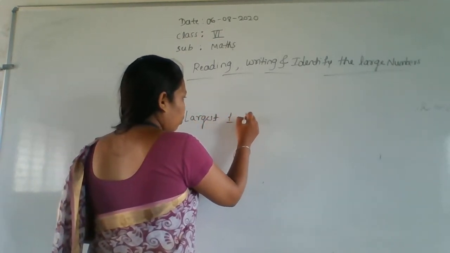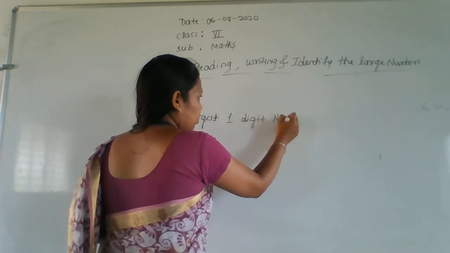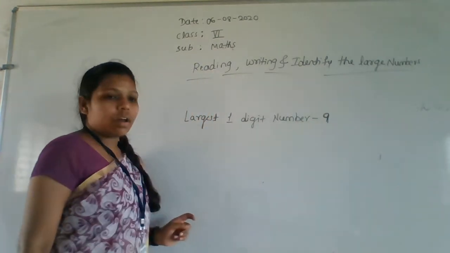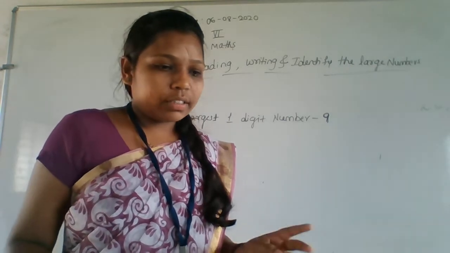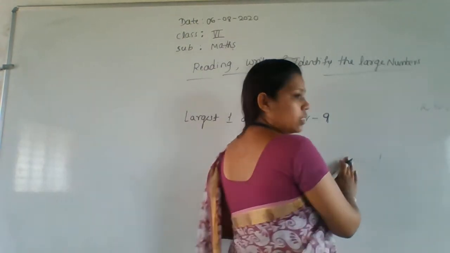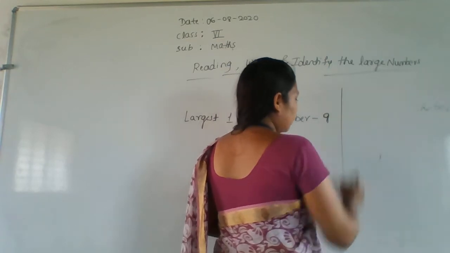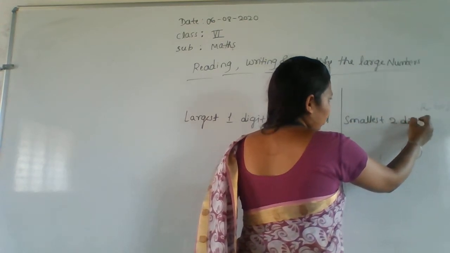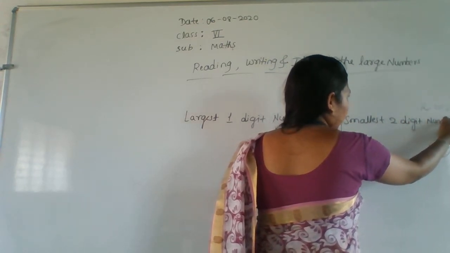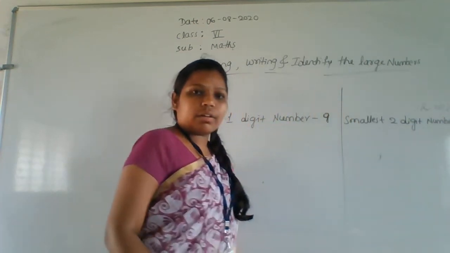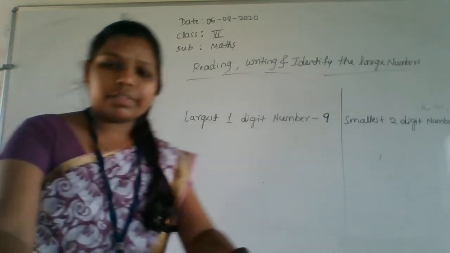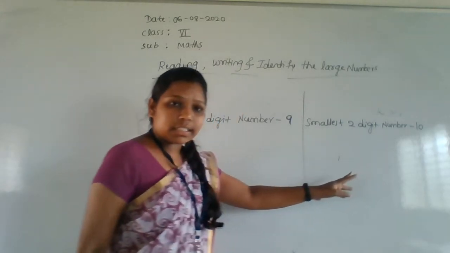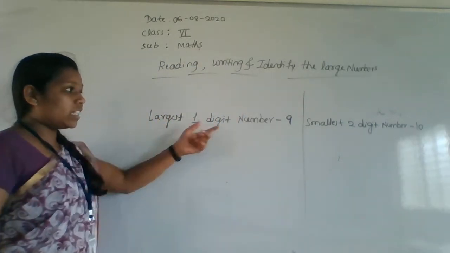Largest one digit number, that is 9. Okay, next, smallest two digit number. What is the smallest two digit number? Shall I write like here only? Okay, smallest two digit number, that is nothing but a 10. Okay, I hope everyone is not seeing. Wait, I'll show you. See here, smallest two digit number is 10 and largest one digit number is 9.